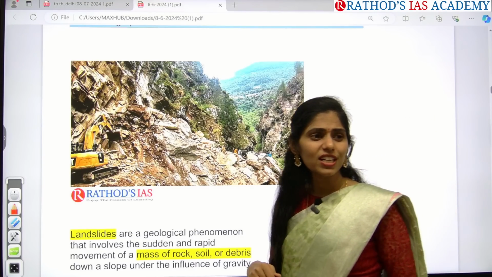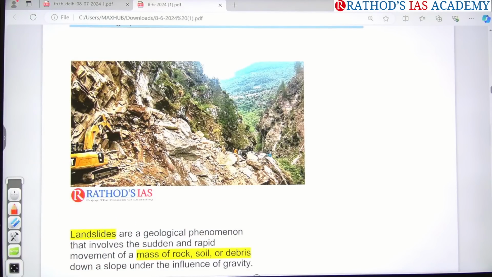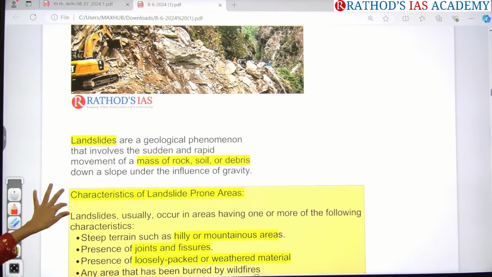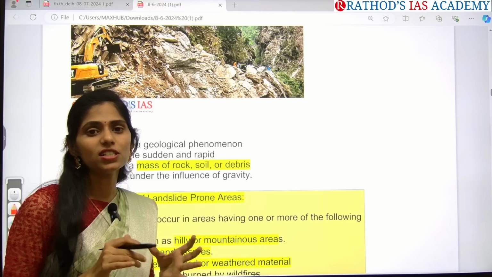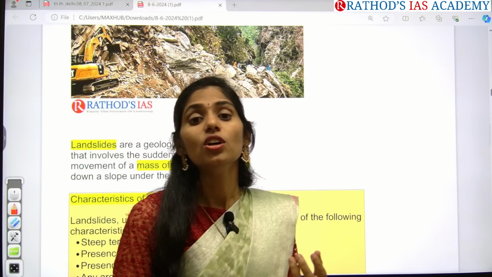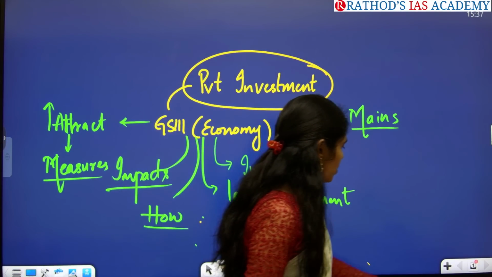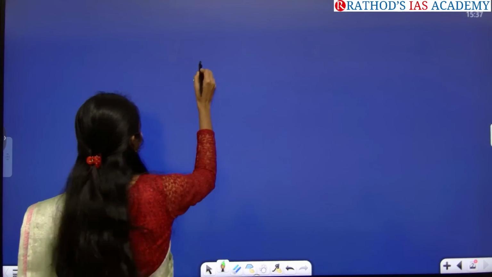Did the sir discuss this? What is this? Yes, very good. This is a landslide. Whenever you get this type of image in your Hindu newspaper, there is a high chance of getting a question regarding that as well. So you have to prepare from that article point of view also. What is the keyword here? The keyword is landslide.